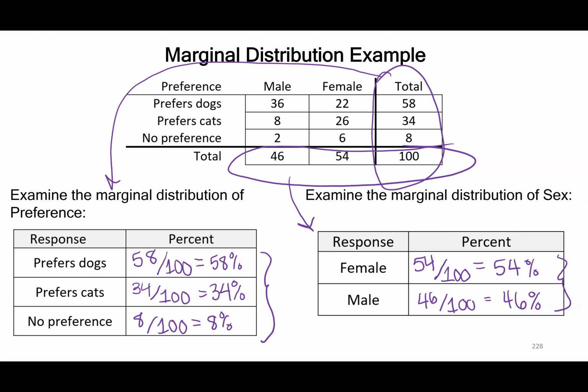So if you added those two up, you'd get back to 100%. That's what you should get. And that's how we would calculate those. So it's pretty much saying, okay, well, let's count all of the individuals that prefer dogs out of the total. And the total here is there's 100 total people.